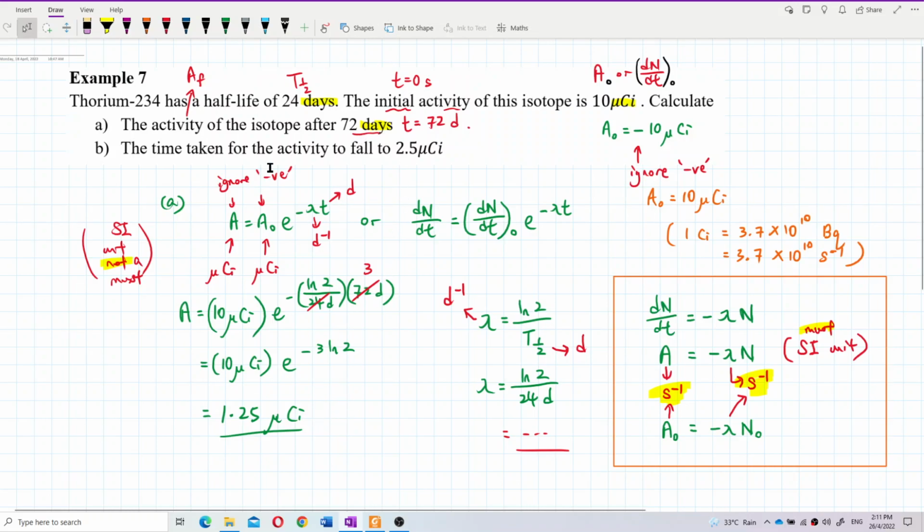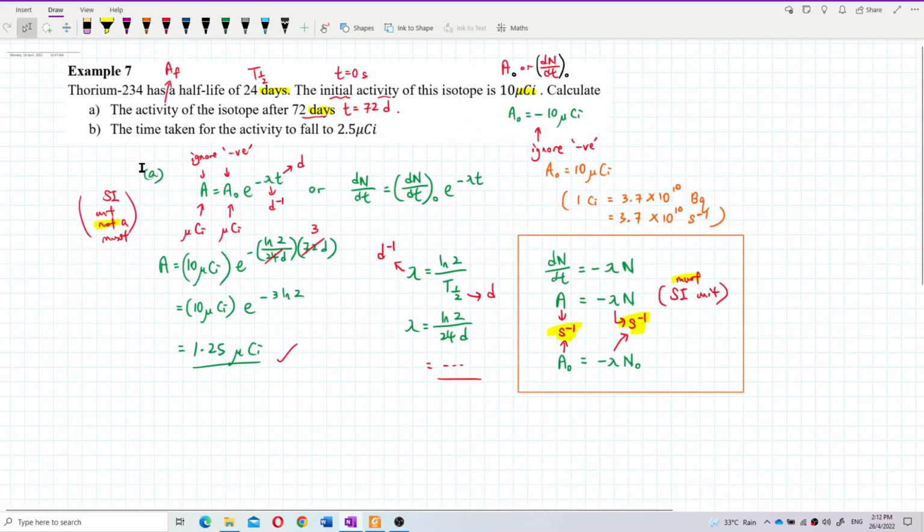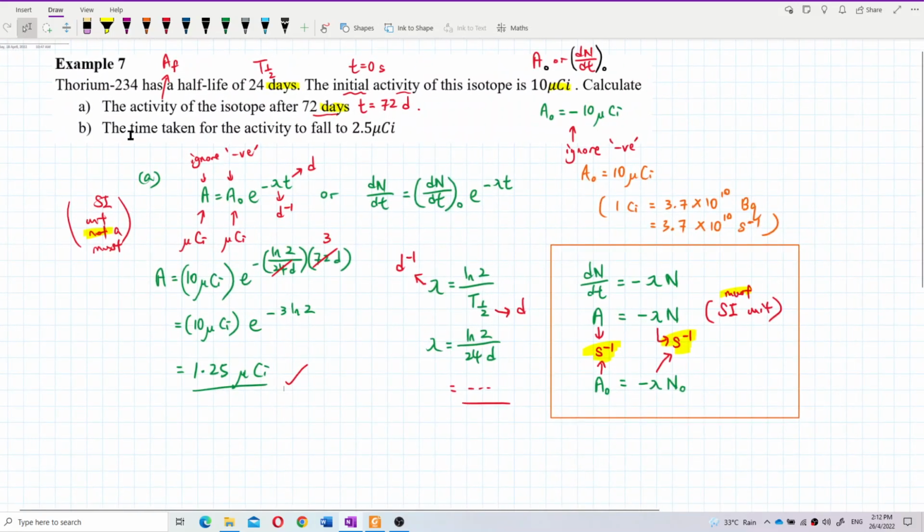Okay, so I got the answer, right? Just leave it, no need to calculate first, because you can cancel later on. Later on, what is the time taken for activity to fall to 2.5 microcurie? So now he asks to find the time taken, when the activity has fallen to this, so this is the final activity. So it is the other way around. It gives you the final activity, asks you to find the time.